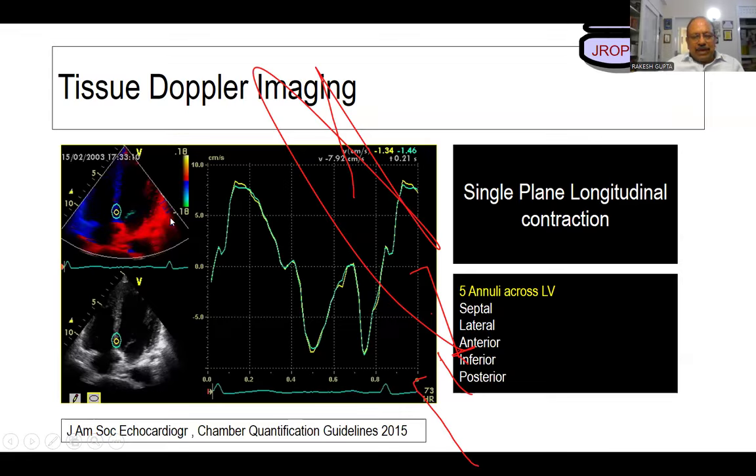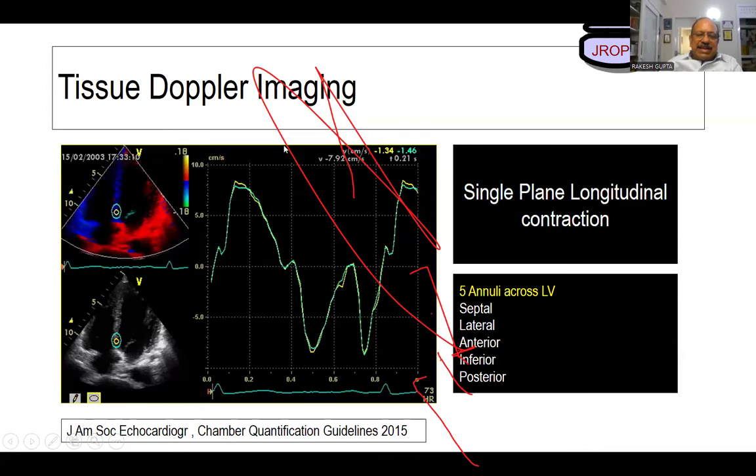And we do this tissue Doppler imaging in all annuli. Four-chamber view, septum and lateral. Two-chamber view, inferior and anterior. Three-chamber view, posterior annulus. We don't do it at the anterior septum. And we do it in the RV free wall to look at RV free wall systolic contraction. Any velocity more than 8 centimeters per second is considered to be normal.